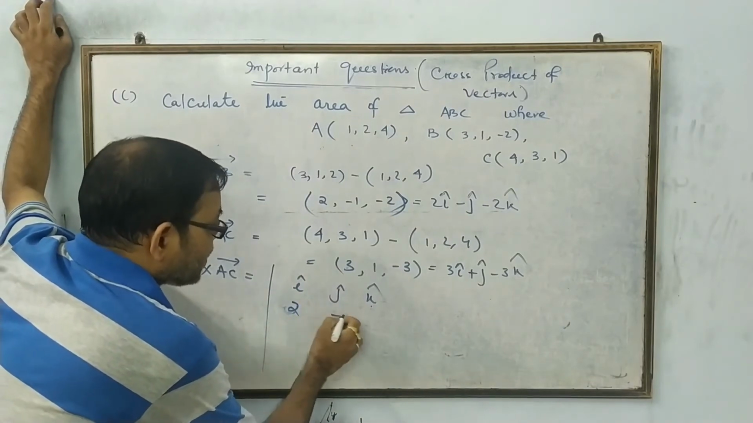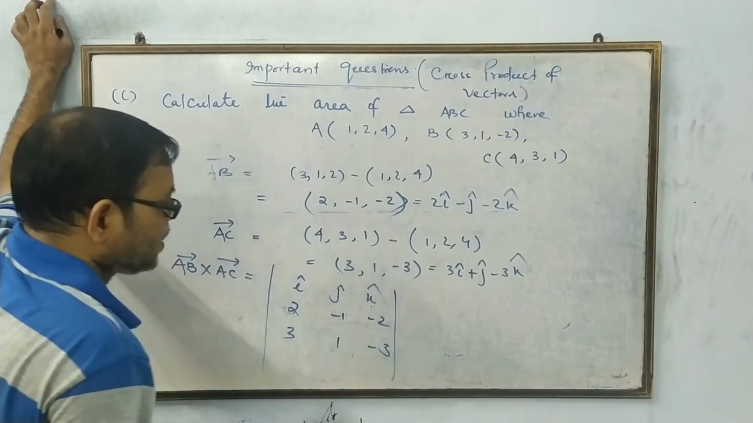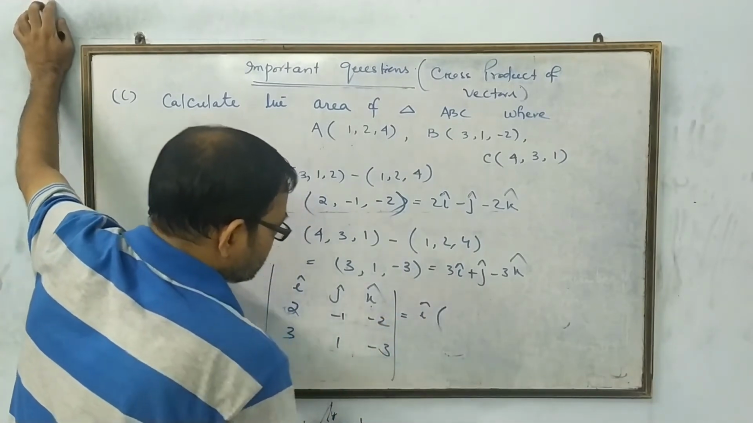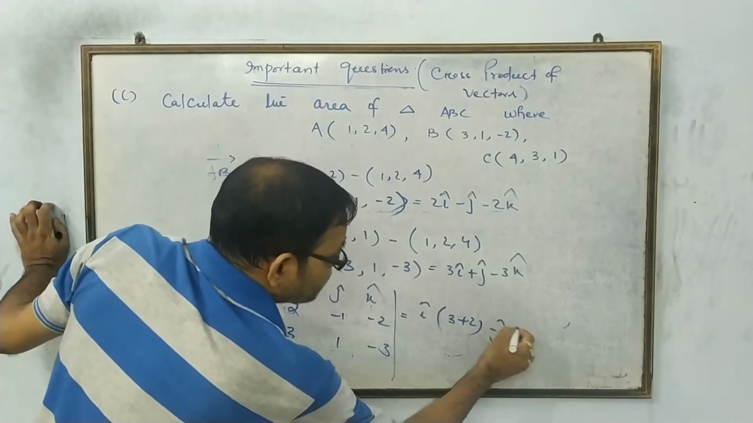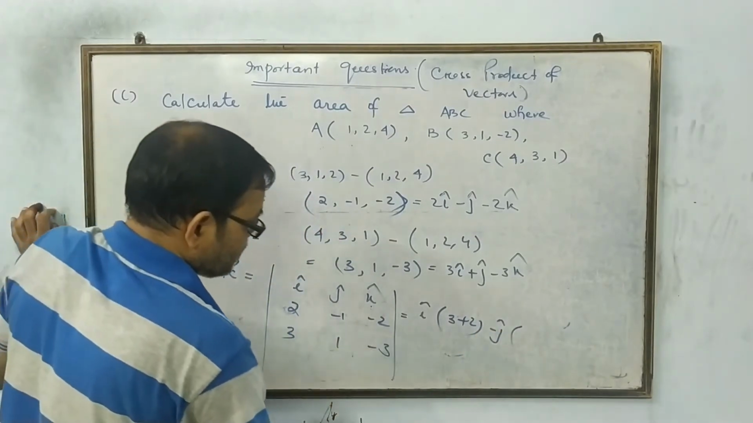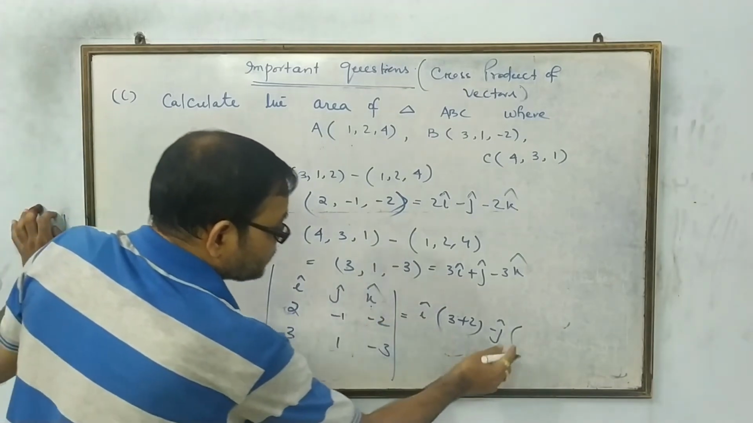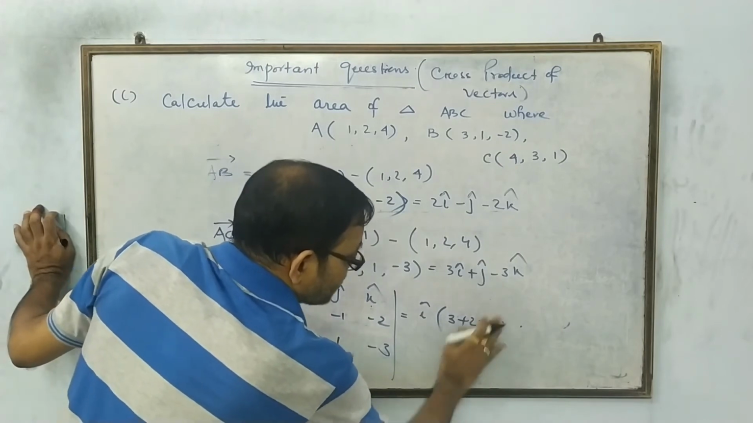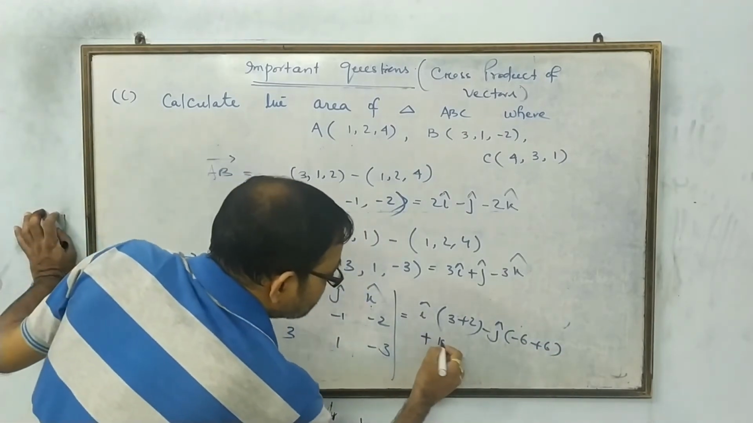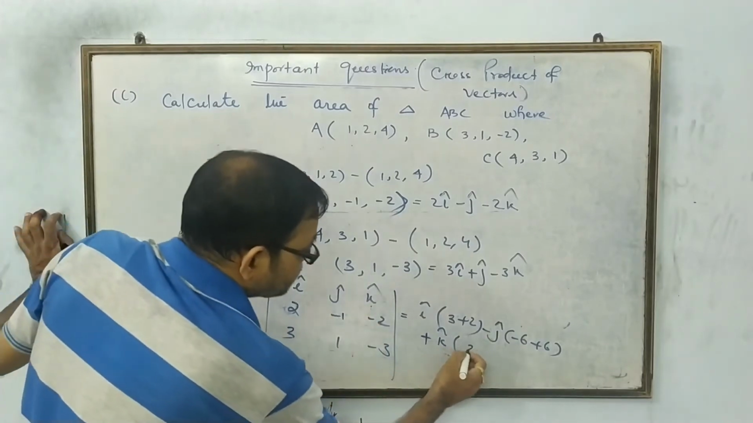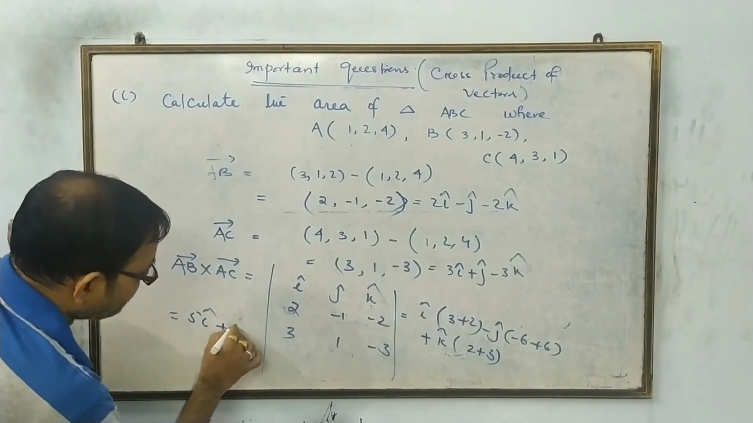2 minus 1 minus 2, 3, 1 minus 3. Answer is very simple. i into 3 minus minus 2, minus j into minus 6 plus 6, 0, then k into 2 plus 3. So answer is 5j plus 5k. You got it?